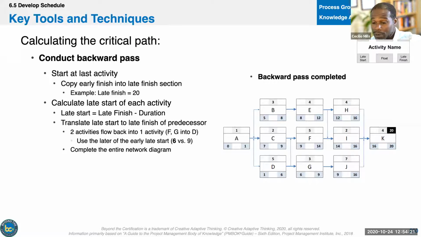When we do the backwards pass, we are going to take the smaller number. Let me explain. When we get to our last activity, whatever your early finish is, you set the late finish equal to the early finish because we want to work backwards. If this is the earliest day that we can finish, this is also the latest day that we can finish it. All right, we can finish activity K on day 20.